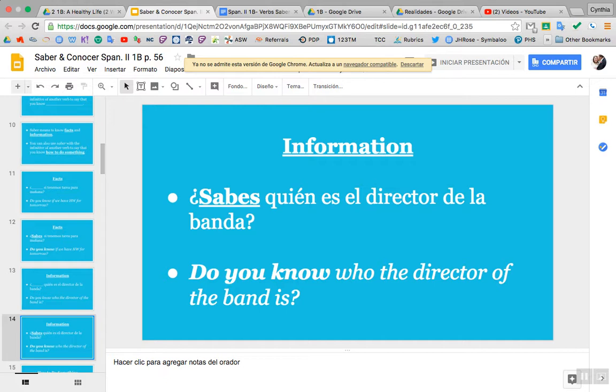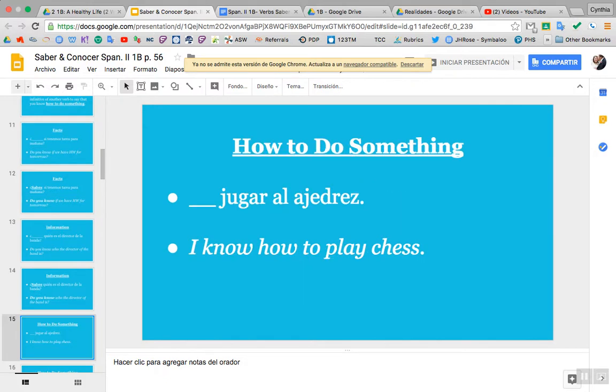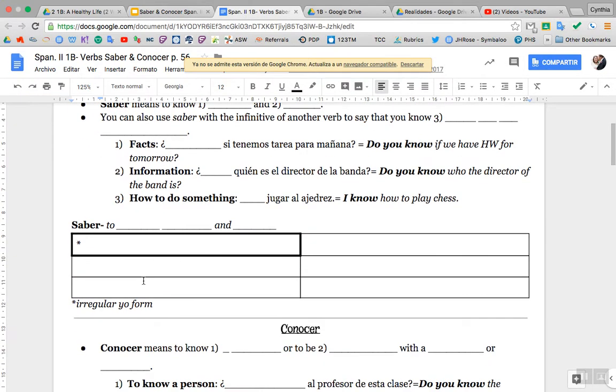So that's a fact, okay? Or I'm sorry, it's information. Same idea. And we also have it for how to do something. Sé jugar al ajedrez. I know how to play chess. Knowing how to do something falls under the category of saber. All right, let's see where we're at on the notes.